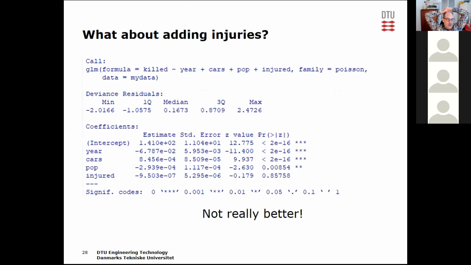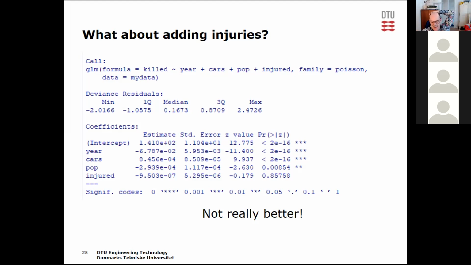You know, I thought, okay, just for fun, what if I throw in the injured as an indicator variable? And yeah, no, it does not help. Throwing in the injured as an indicator variable, the injured variable is crazy insignificant. You can see it has a p-value of 0.85.